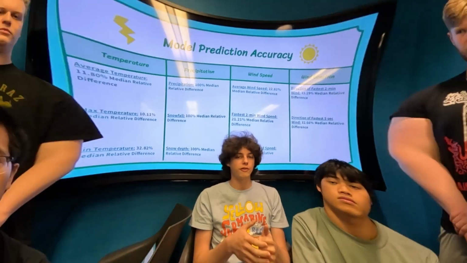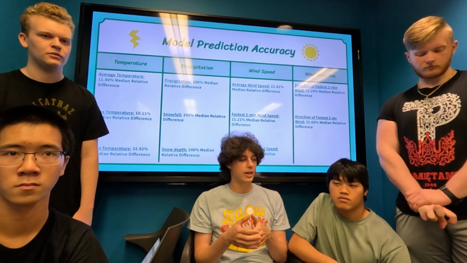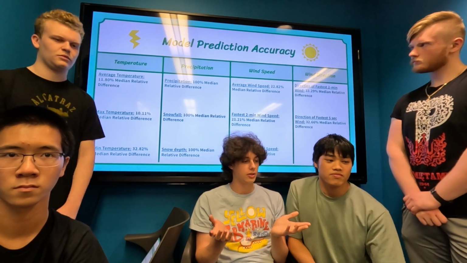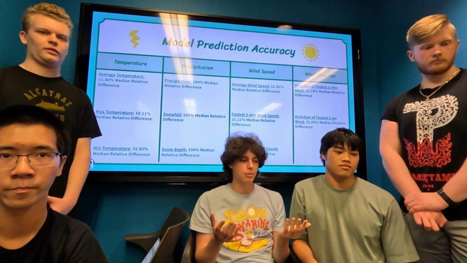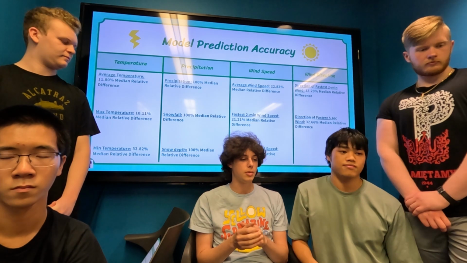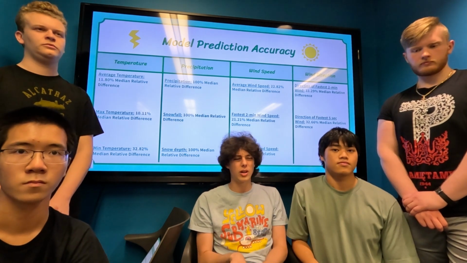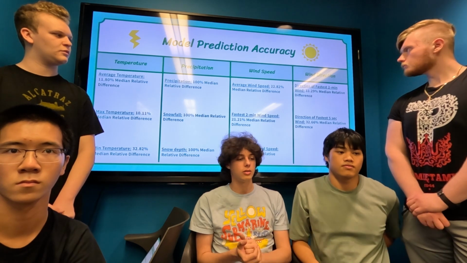Overall, we found our model was very good at predicting temperatures. For average temperature, we only had an 11% median relative difference. For max temperature, we had about a 10% median relative difference, and for minimum temperature, about a 32% median relative difference. We were also quite good at predicting wind speed as well, along with wind direction.